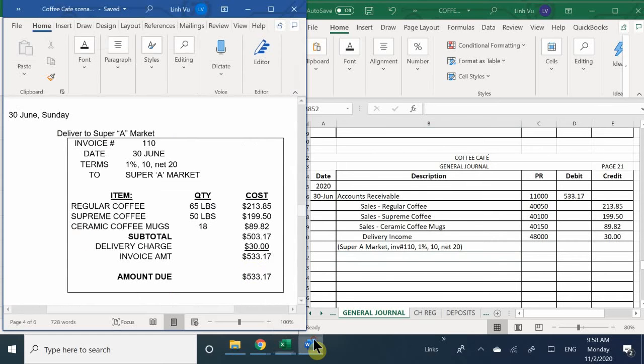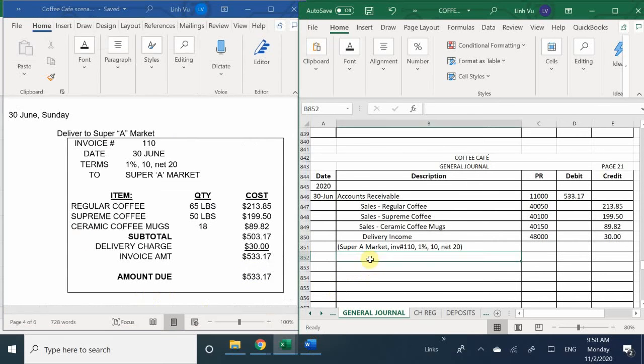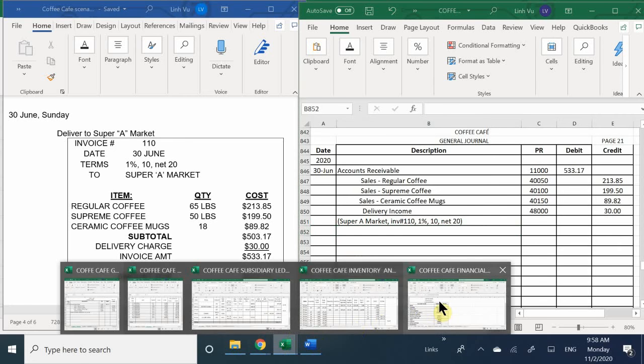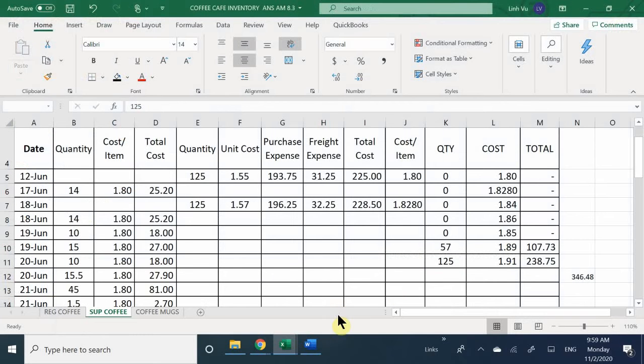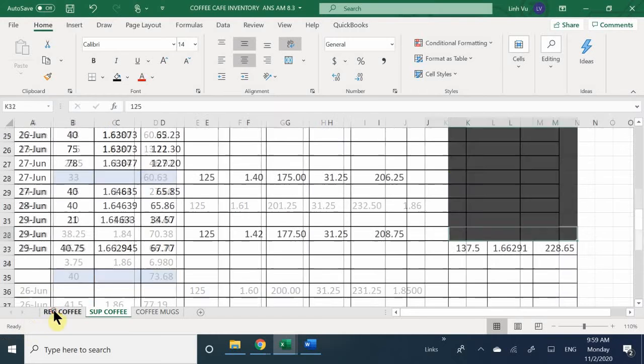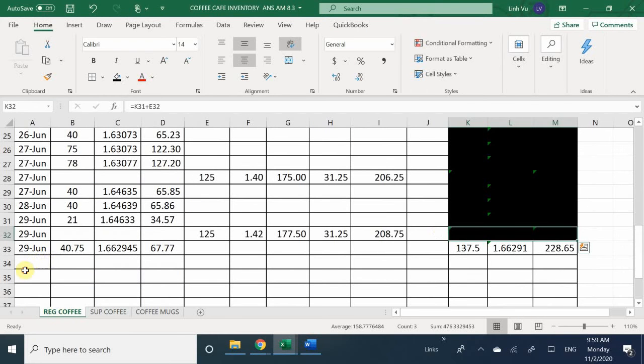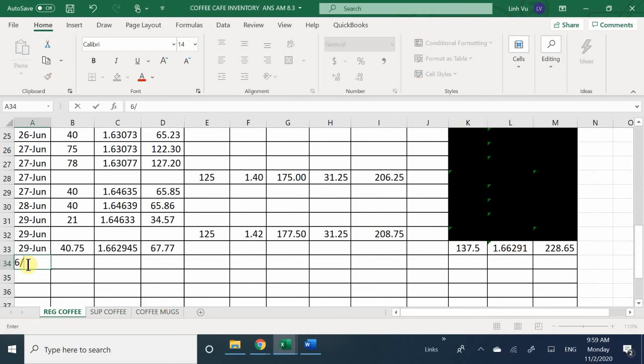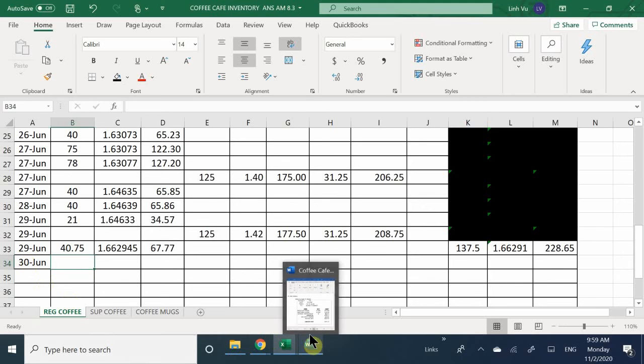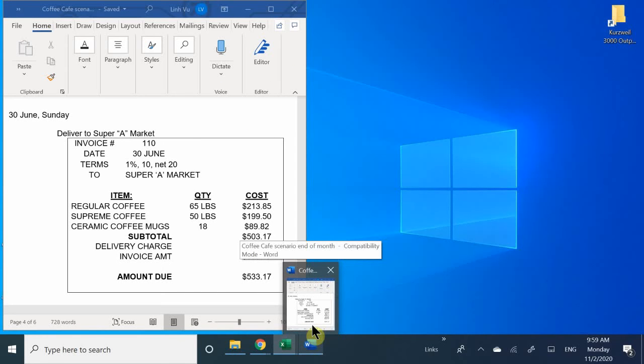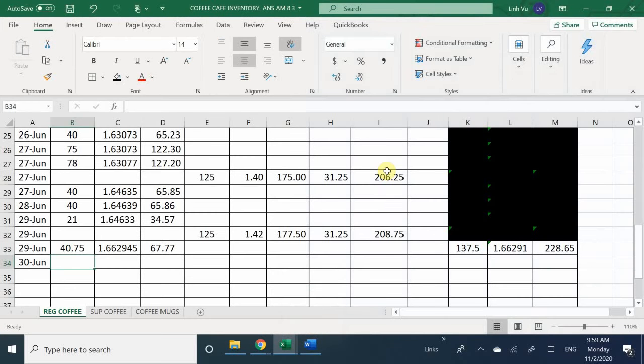And then I believe we go to the inventory. Okay, so we're gonna go straight to the inventory. So regular coffee. Okay, sheet. Regular coffee is, we put in the date of 6/30. We sold 65 pounds. Right.